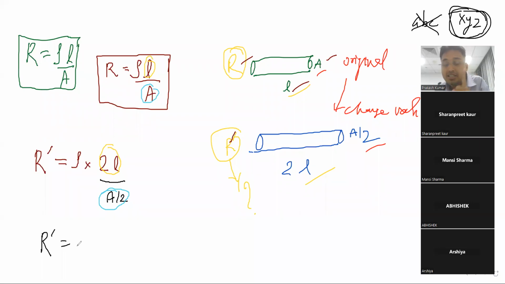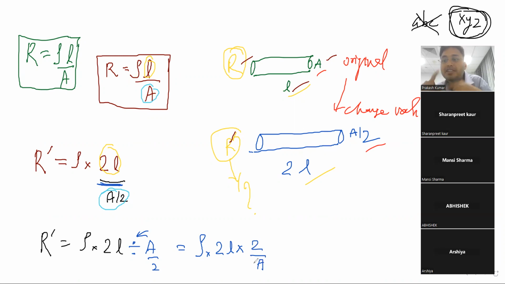Now, what is the new resistance? R dash is rho into 2L, divided by A by 2. All of you agree? I'm converting this divide sign into a multiplication sign, so it will be 2 by A. If we convert divide into multiply, A by 2 will become 2 by A. All of you know this thing? If not, you should at least know it, okay?